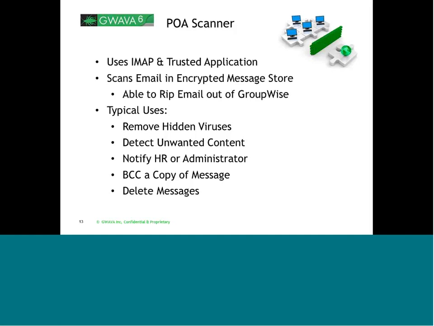If a harmful attachment or a harmful script has been put into your system, you can do a POA scan and rip out the message even after it has been put into your post office. Various notifications are available with POA scanner. We can send a blind copy of the message to the relevant administrator. We can delete the message, or we can notify HR of what is actually going on to the POA scanner.